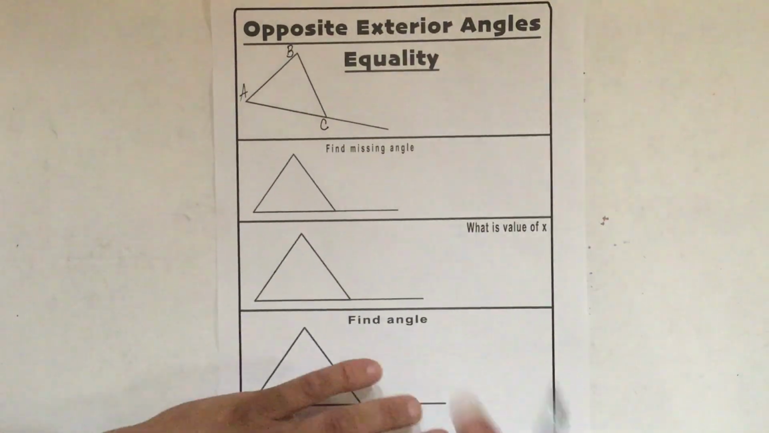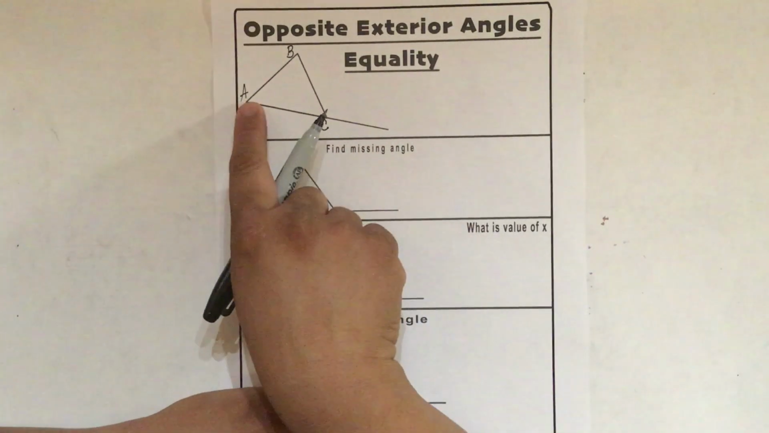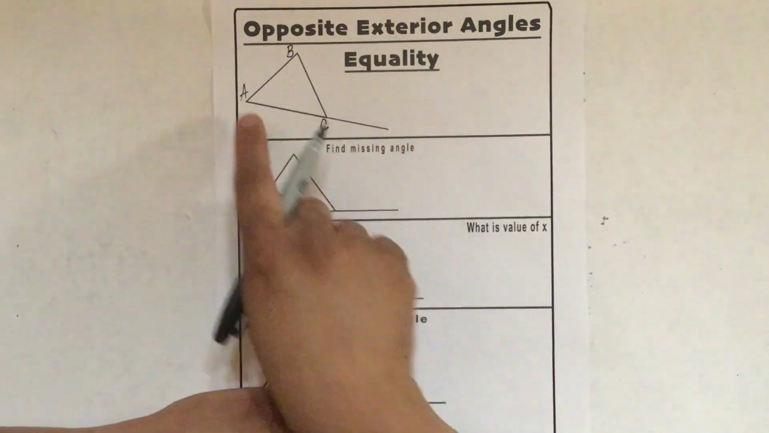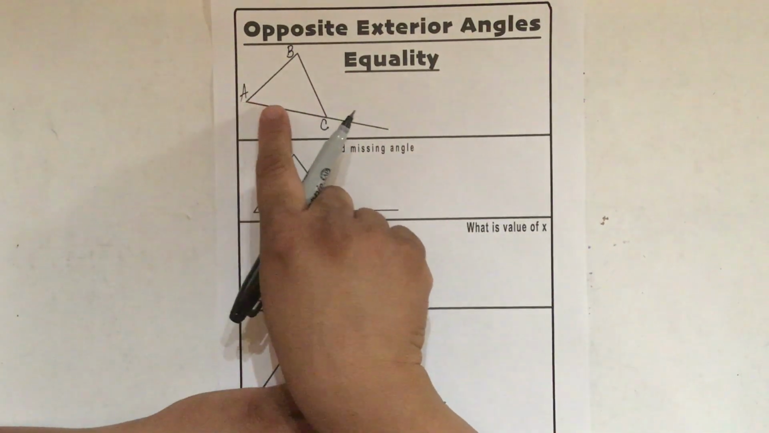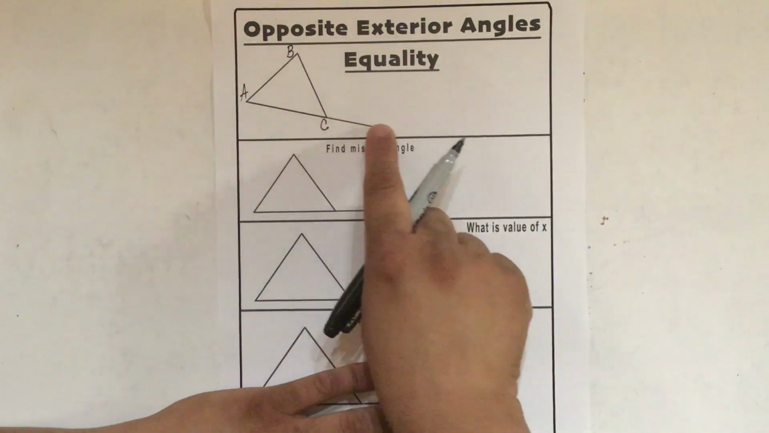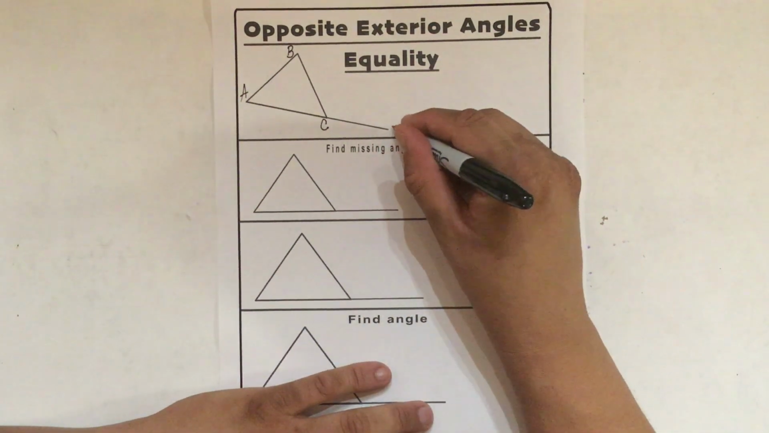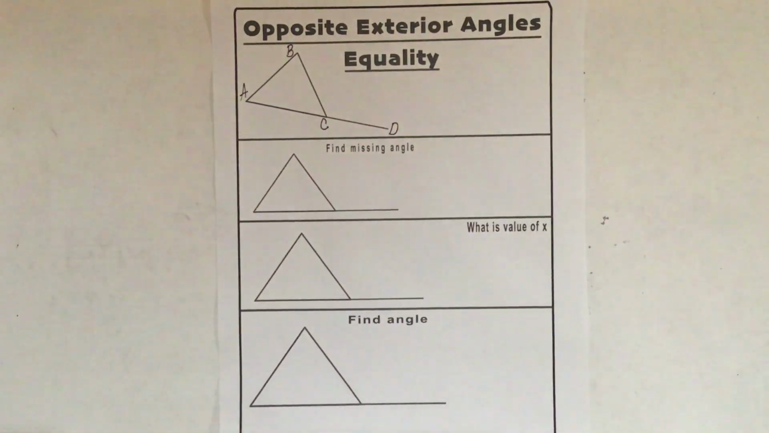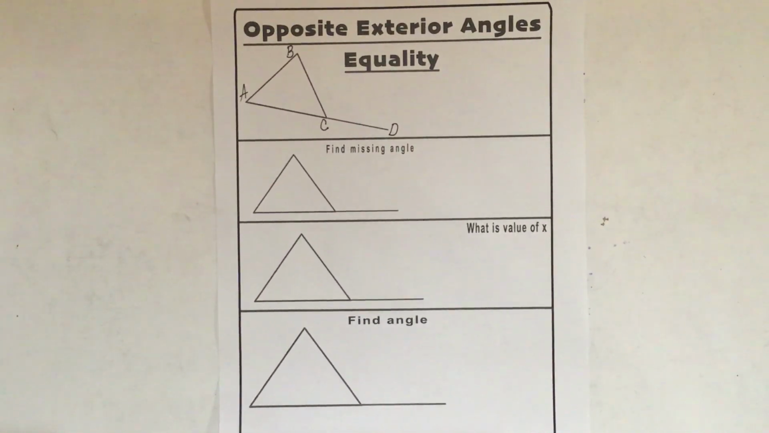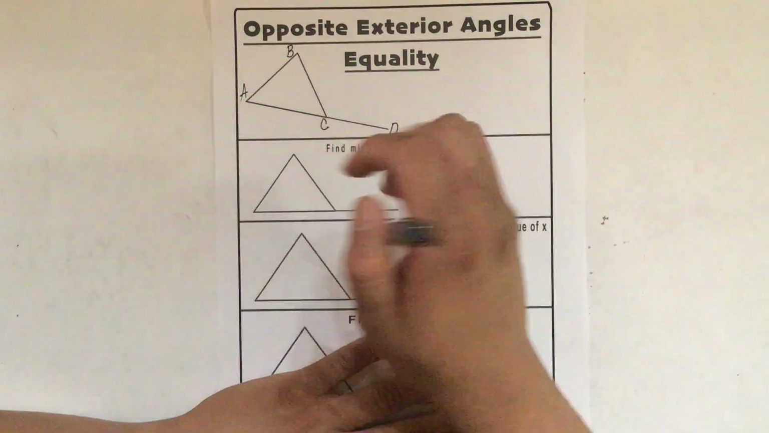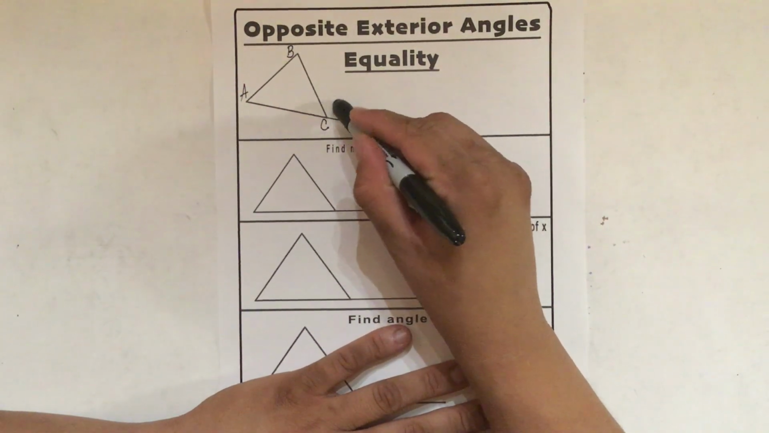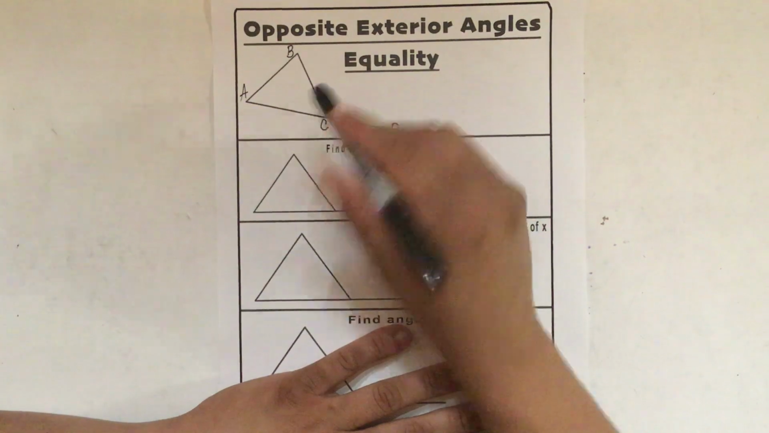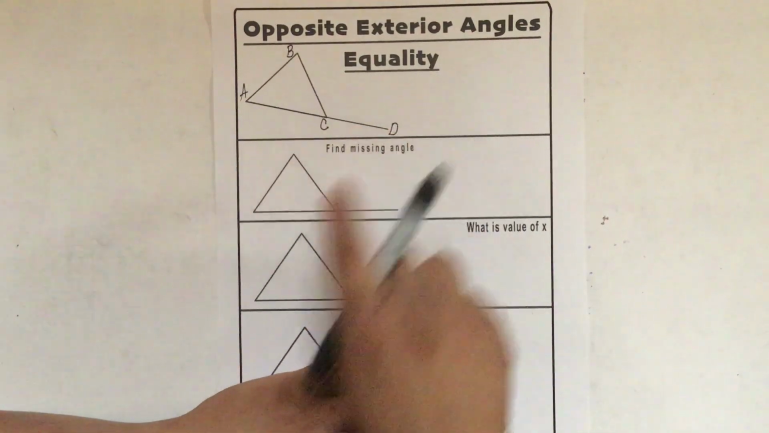Now, if you notice, this triangle is a little different because the bottom part here, A through C, is extended. A through C extends all the way over here. So I'm going to call this D. A through C extends all the way through D. Now, I've created another angle. This angle right here, which is angle BCD.